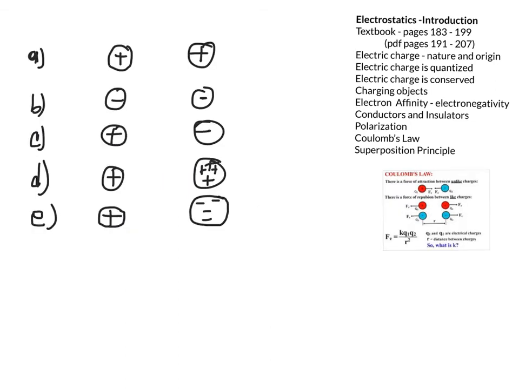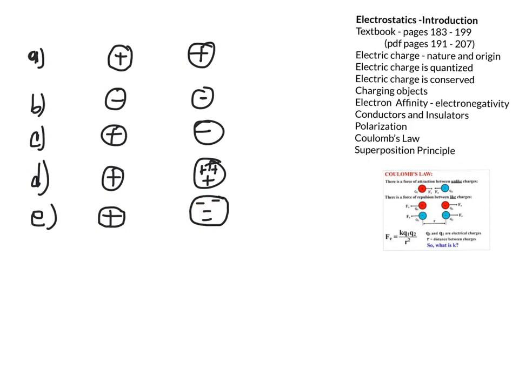Okay, 5 different situations, A through E. Consider each of these cases isolated from each other. They're not next to each other, they're far apart. These are all point charges, so they're small little spherical charges. And we have 2 equal positive charges next to each other, 2 equal negative charges next to each other, a positive and a negative, a positive and 4 positives, and a positive and 4 negatives.